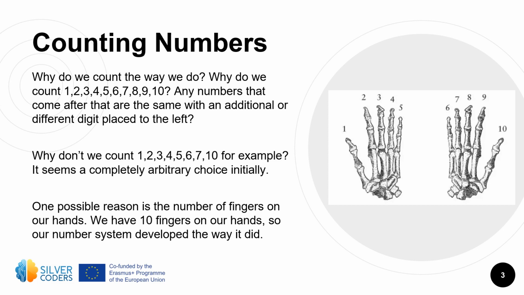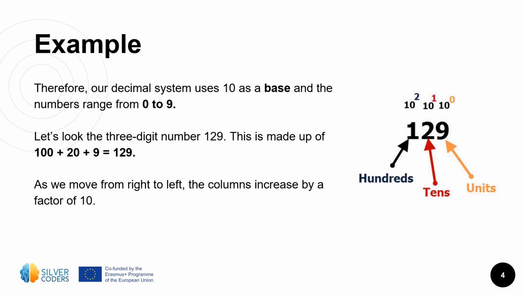First, let's start with a simple question. Why do we count the way we do? Any numbers that come after that are the same with an additional or different digit placed to the left. Why don't we count differently? It seems a completely arbitrary choice initially. One possible reason is the number of fingers on our hands. We have 10 fingers on our hands, so our number system developed the way it did. Therefore, our decimal system uses 10 as a base and the numbers range from 0 to 9.